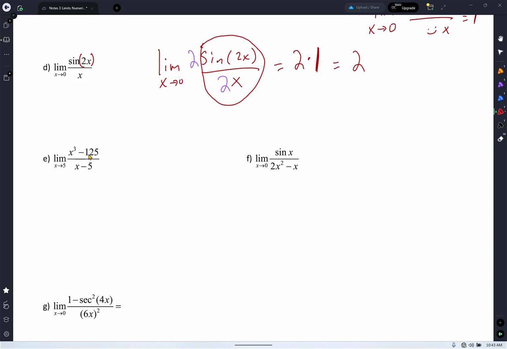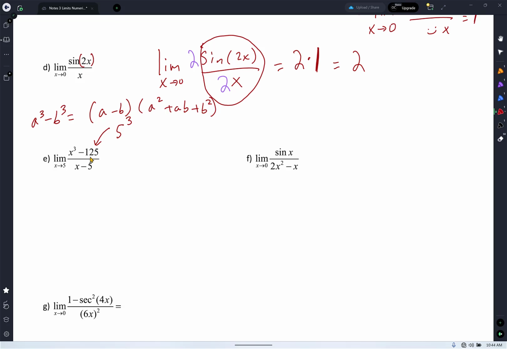No, but something should be ringing a bell from this x cubed minus 125. 5 to the third power, is 5 to the third power 125? So this is the difference of cubes. Do you remember the difference of cubes formula? No? Okay, I'm going to write it here for you guys. a cubed minus b cubed equals (a minus b)(a squared plus ab plus b squared). That's the difference of cubes formula. If you were to distribute that, you would get a cubed minus b cubed.